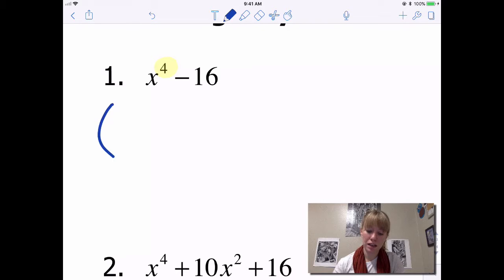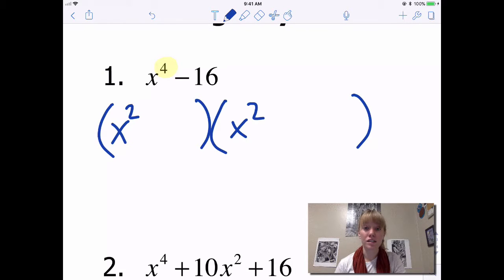So if I set up two parentheses, I want to think what times itself would give me x to the 4th. Well, x squared and x squared does. And then what times itself would give me 16? It is a 4 and a 4. If I put a plus and a minus, that is the difference of squares. Even though it was a 4th power, I can take care of that with just changing my first two terms.